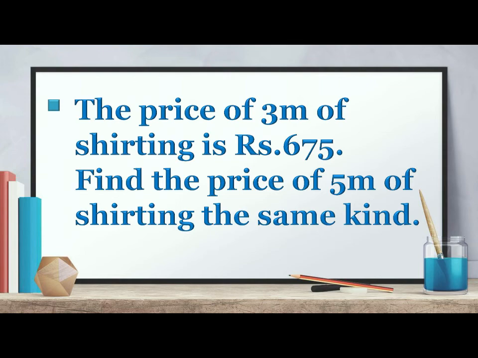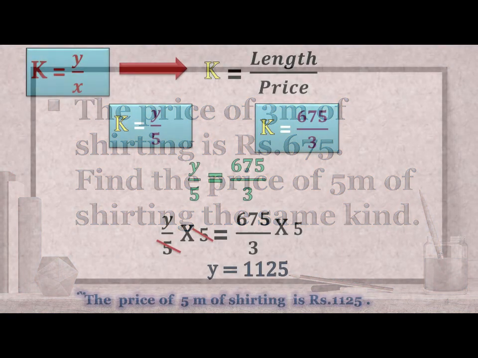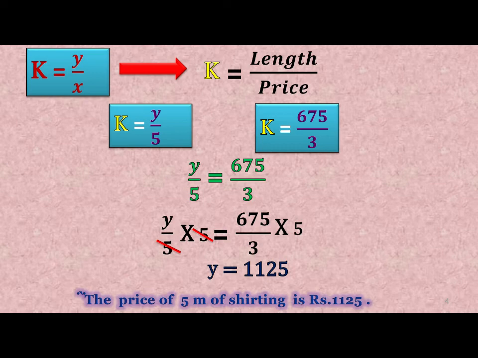Okay, the last example. The price of 3 meters of shirting is 675 rupees. Find the price of 5 meters of shirting of the same kind. So, what are the two different quantities? And what is the unknown term? The two different quantities are the length and the price. We can write the first equation, K equals Y over 5. Here Y is the unknown term.